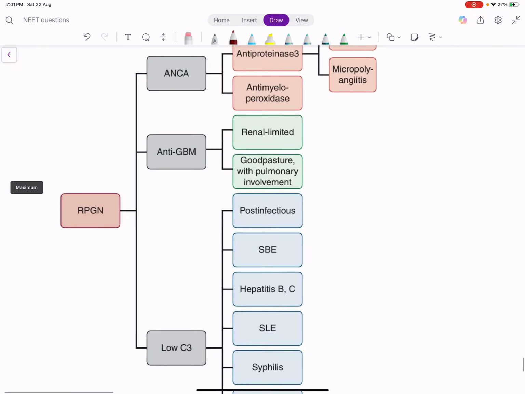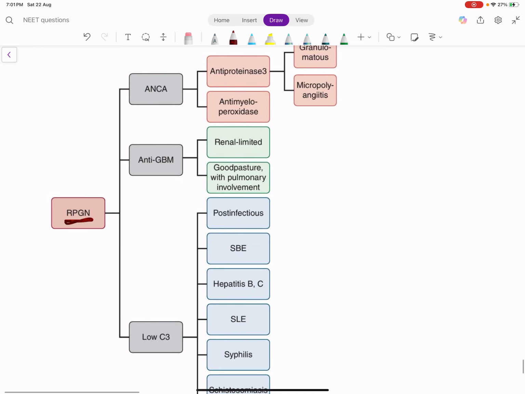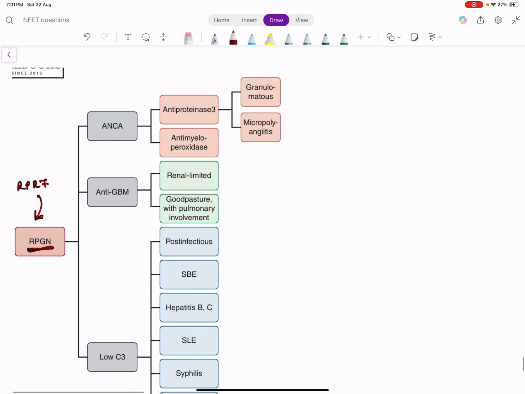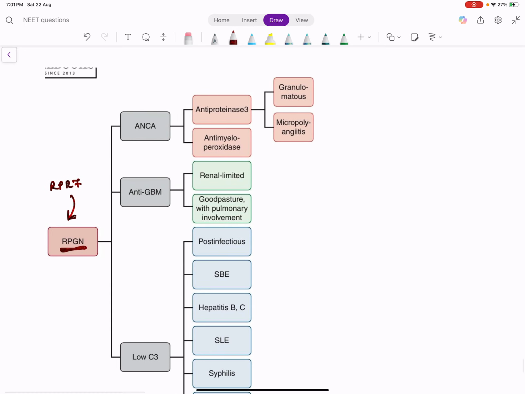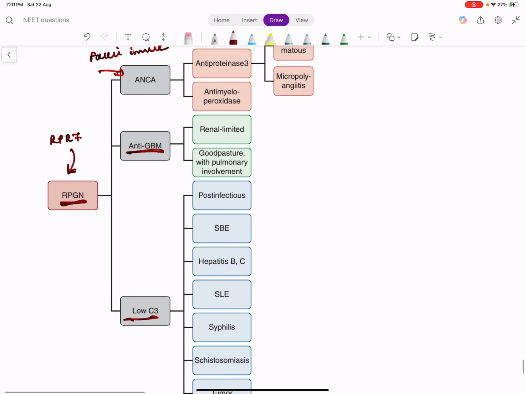And this is about RPGN. I told you RPRF pathologically will have RPGN. RPGN is classified into 3 types. So pauci-immune deposits, that is ANCA immune disease, will be one, anti-GBM disease is the other, and low C3 conditions will be the other.